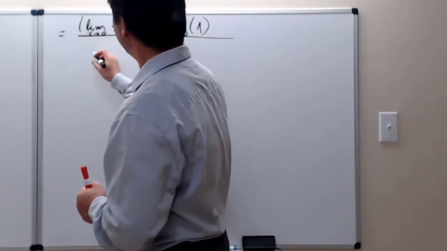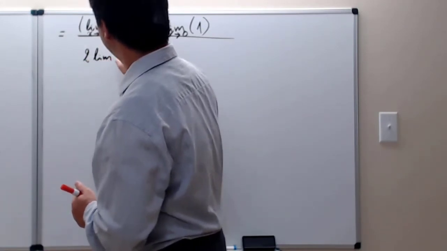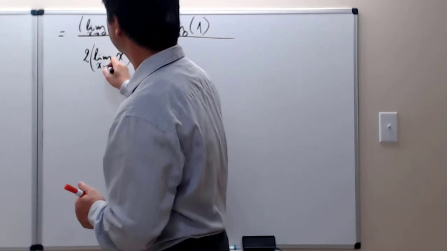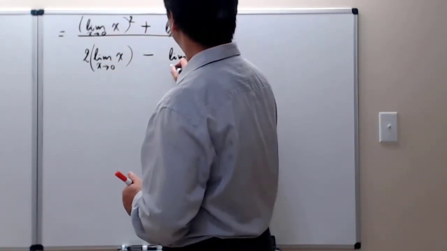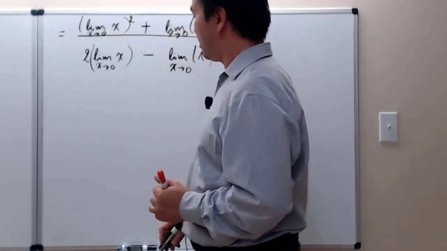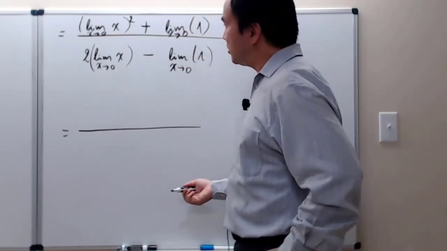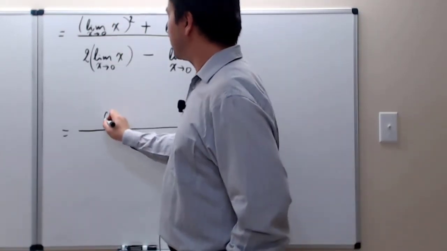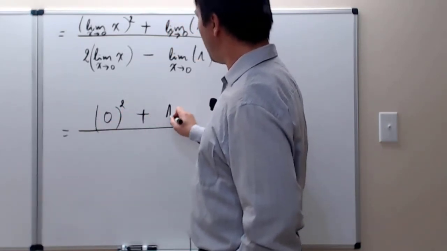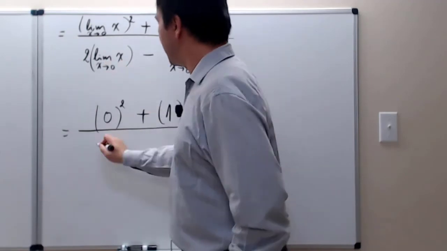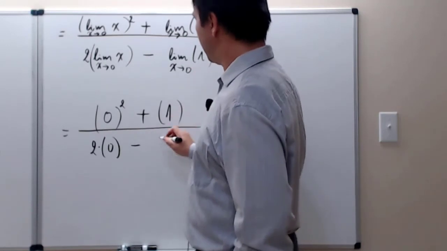And then my denominator, I'm going to have constant multiple apply, so I have 2 times the limit of x, by letting x getting close to 0, minus limit of the function 1, by letting x getting close to 0. So all together now I'm ready for different limit values to be substituted in. So limit of x here, this is 0. Square plus, this gives me a 1. That gives me a 2 times 0 minus, here is a 1.